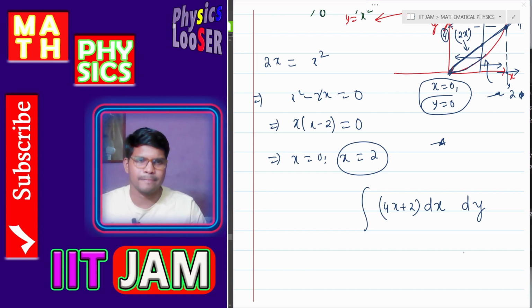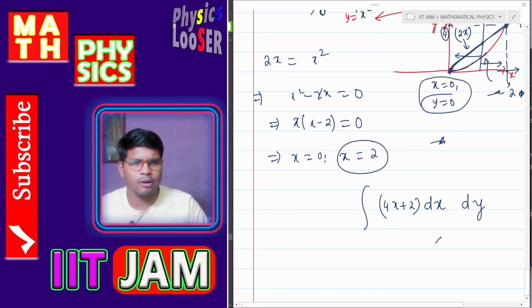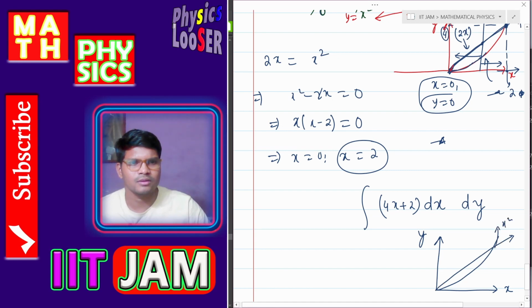So what we can do is, since this is the bounding curve, x comma y is equal to x square like this, and this is 2x, this is x square and this is 2x. Now since I am considering dx, I have to go at some constant y and take the integral like this. So here you can see that the first thing is that it is cutting the 2x line. So over here I have to write what?